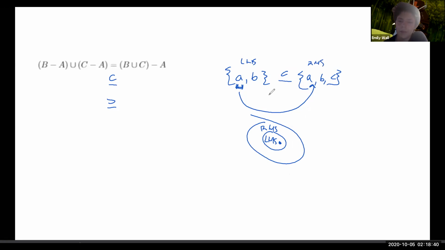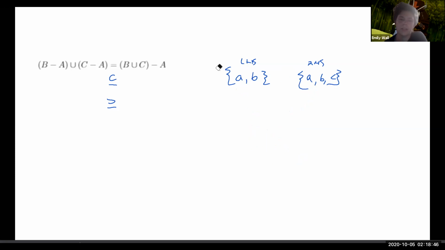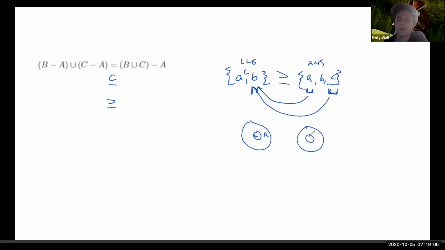And if we go and think about the other direction, then we need every element over here to be over here. So we no longer can have this extra C floating around, because C better also be in here. So we first had this circle. I'm just going to switch to L and R. And now we have this circle.